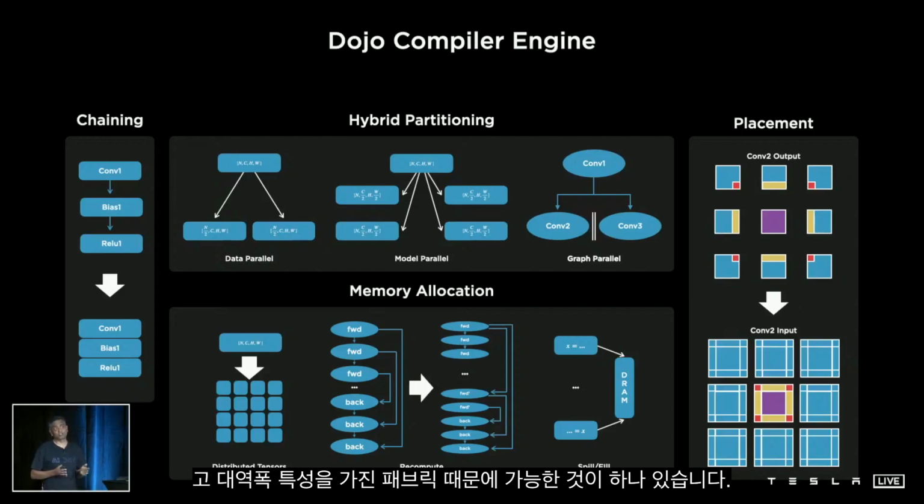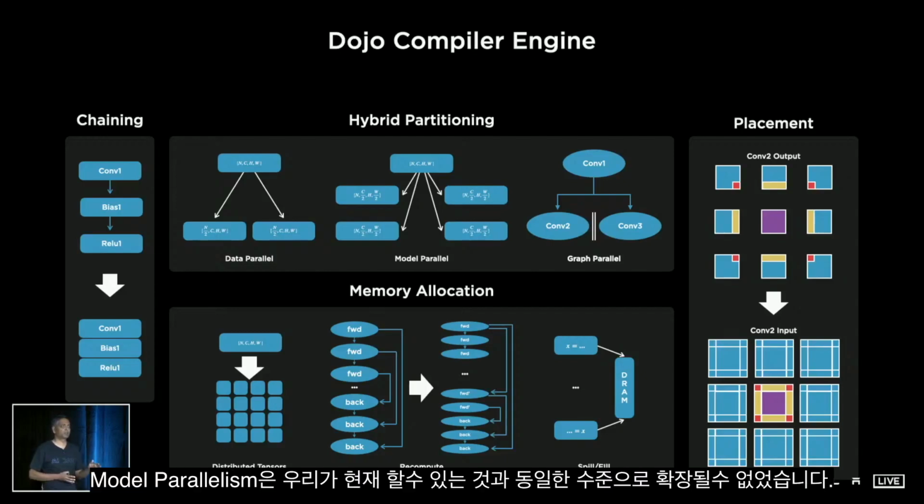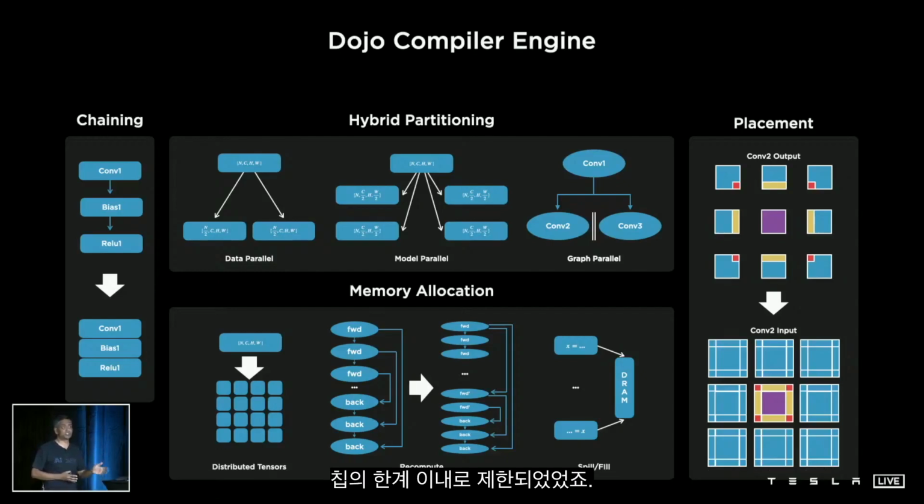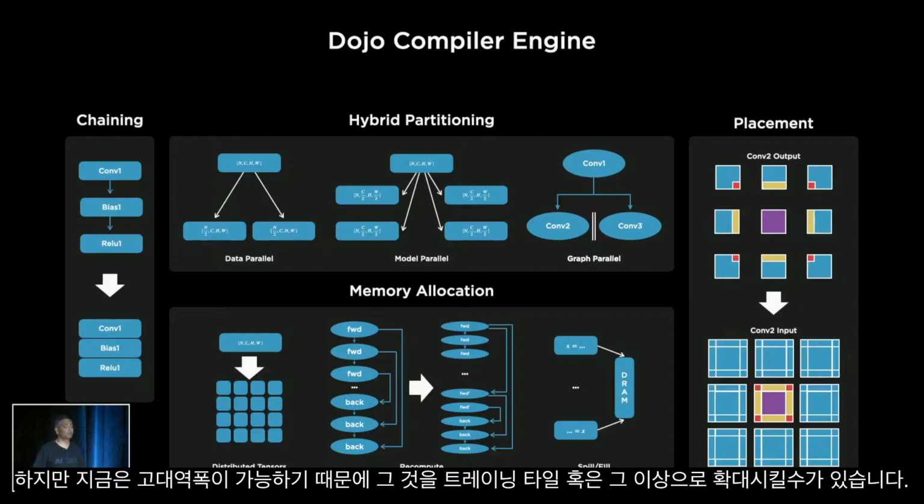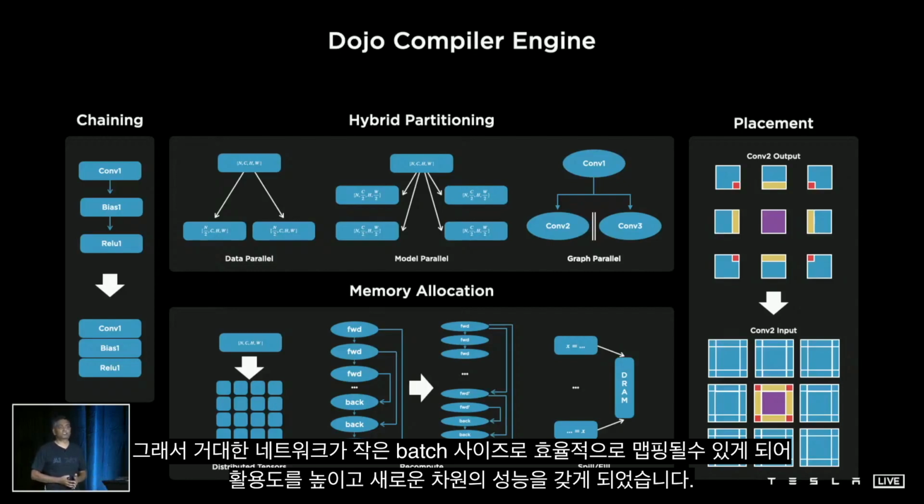One thing, because of the high bandwidth nature of the fabric we enabled here, is that model parallelism could not have been extended to the same level as what we can. It was limited to chip boundaries. Now, because of our high bandwidth, we can extend it to training tiles and beyond. Thus, large networks can be efficiently mapped here at low batch sizes and extract utilization and new levels of performance.